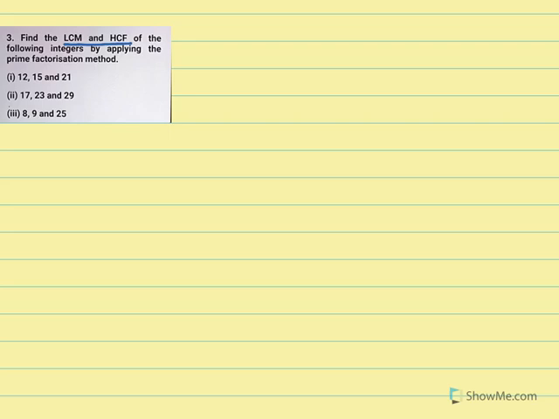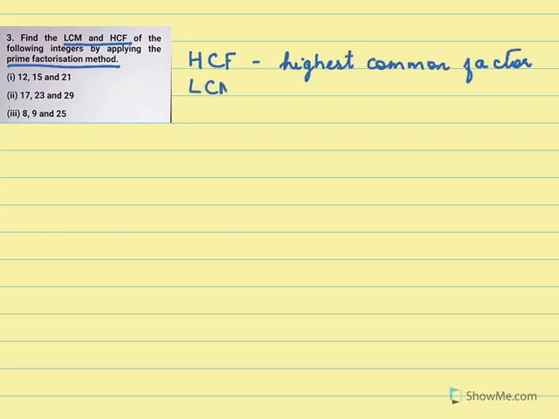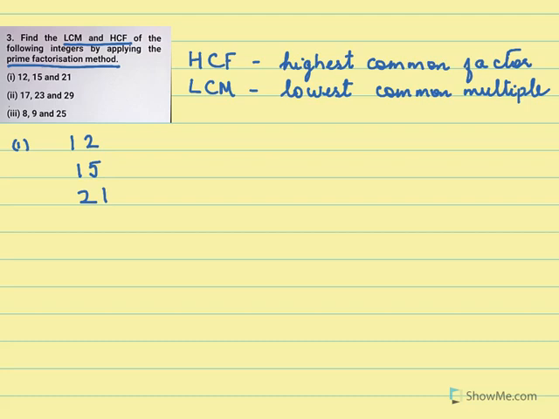Find the LCM and the HCF of the following integers by applying prime factorization. Now the HCF means highest common factor, and LCM means lowest common multiple. So for the first question, we have three numbers. One is 12, then we have 15 and 21. We need to find the HCF and LCM by prime factorization.